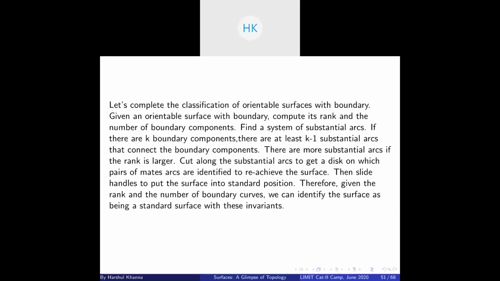So suppose you have k boundary circles and rank n, you can bring it into this particular setup that has complexity 0 and 1 and 0, and so essentially each such surface will be equal to this standard surface that you can build. So we have completed the classification of orientable surfaces with boundary. Basically, you can identify the surface as being a standard surface with these invariants, that is the rank and the number of boundary circles.